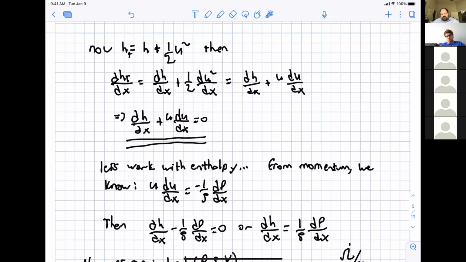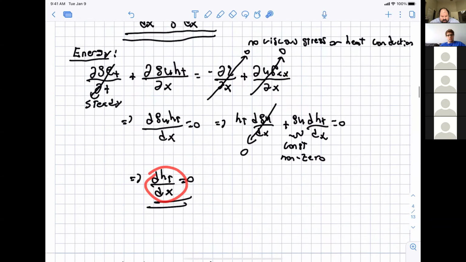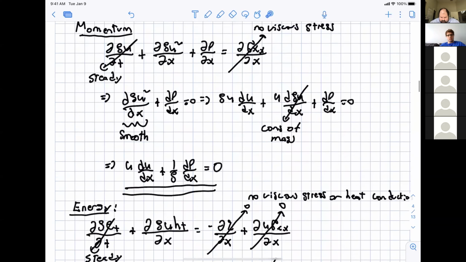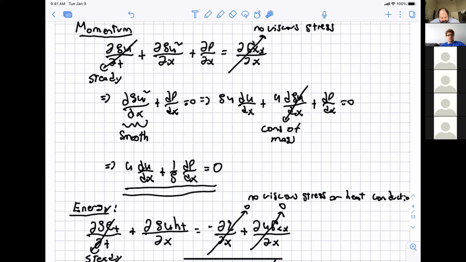So now what we're trying to do here is, these equations here are very nice to work with if you're working in terms of the conserved variables, that is the total enthalpy, mass flux, and momentum flux.